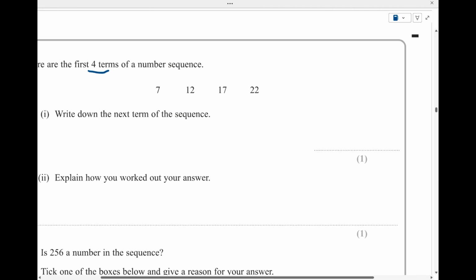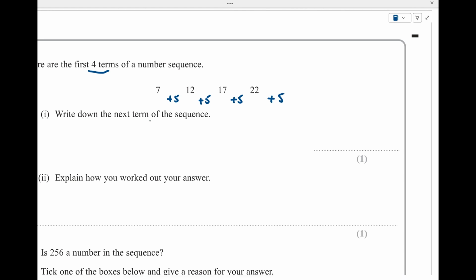Question 5. Here are the first 4 terms of a number sequence. 7, 12, 17, 22. I'm wondering, just a minute. Let's just have a look. What's it going up in? Plus 5. Is it 5 every time? I think it is. Yes, it is. Okay, so it's going to go plus 5 then.